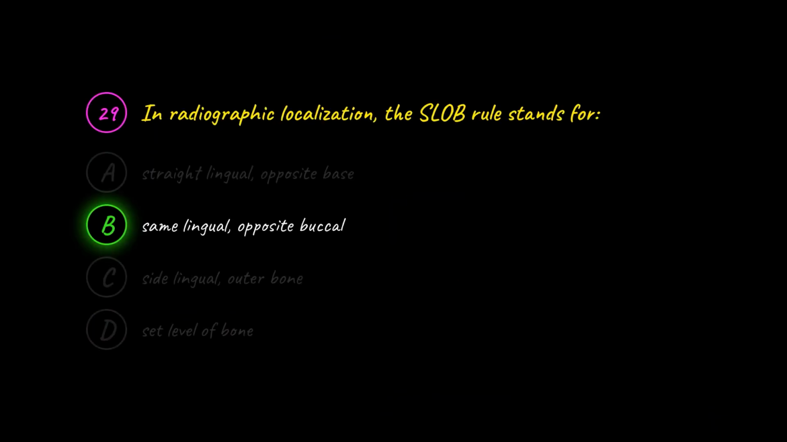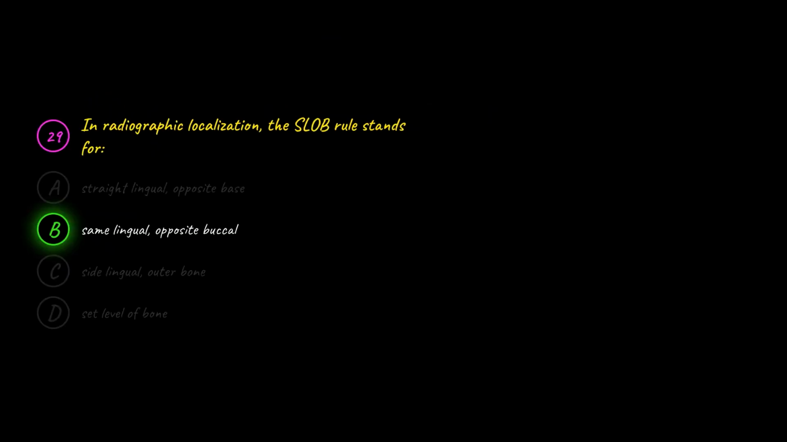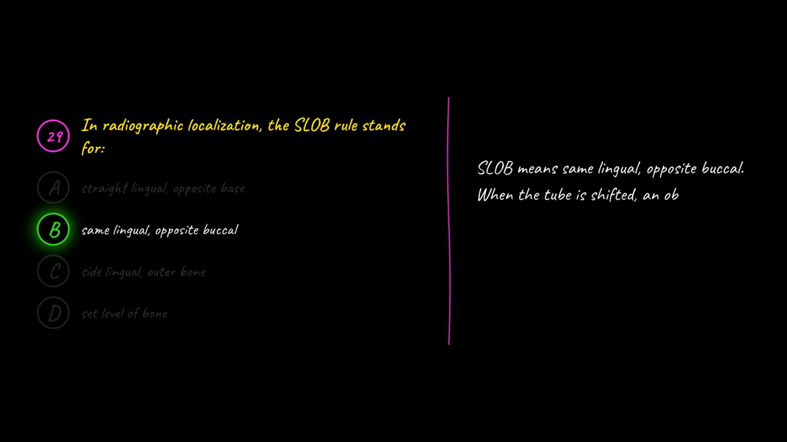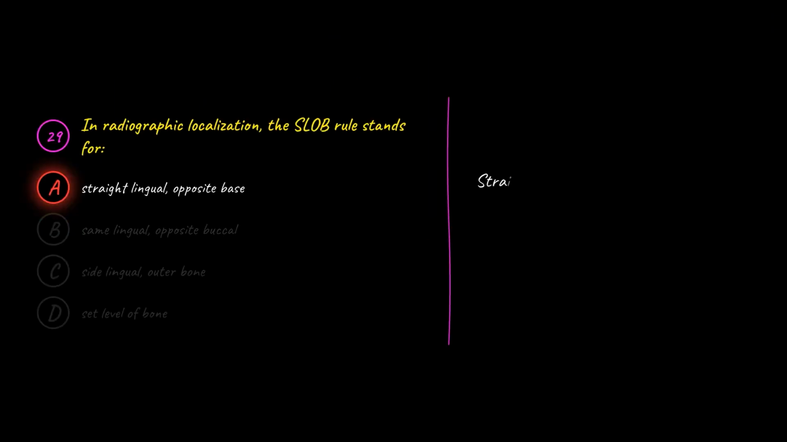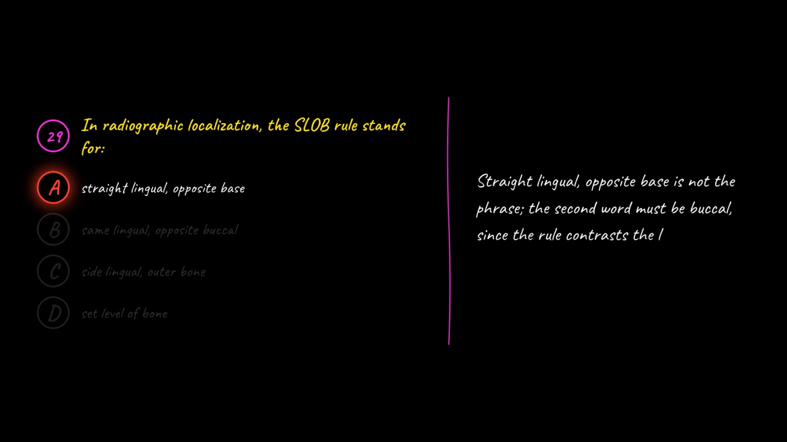The correct answer is B. Same lingual, opposite buccal. B is correct because SLOB means same lingual, opposite buccal. When the tube is shifted, an object moving the same way as the beam lies lingual, and one moving the opposite way lies buccal. A is wrong because straight lingual, opposite base is not the phrase. The second word must be buccal, since the rule contrasts the lingual and buccal sides, not a base.